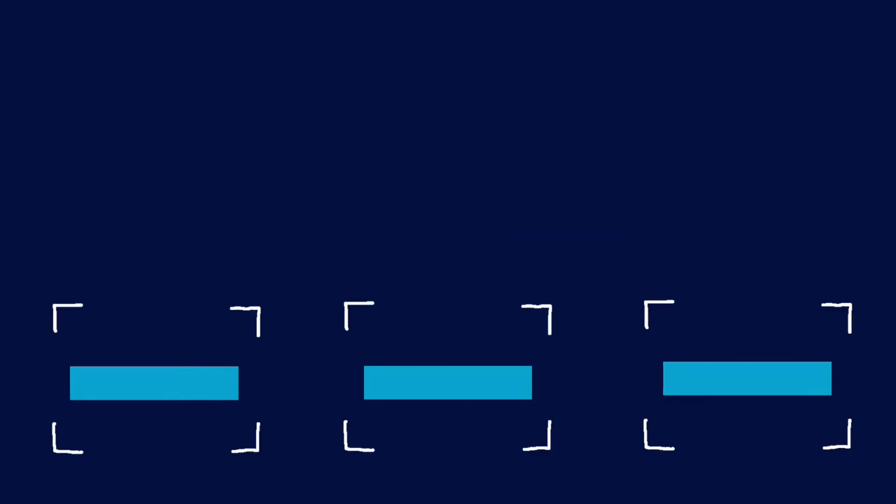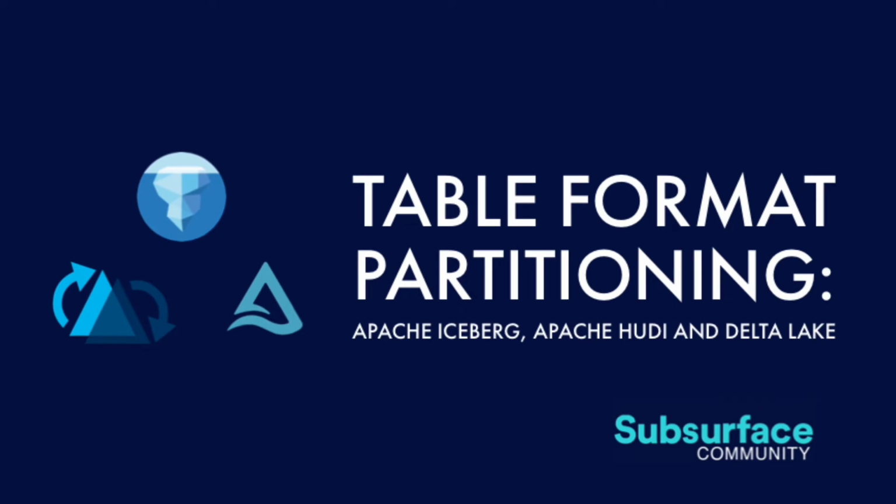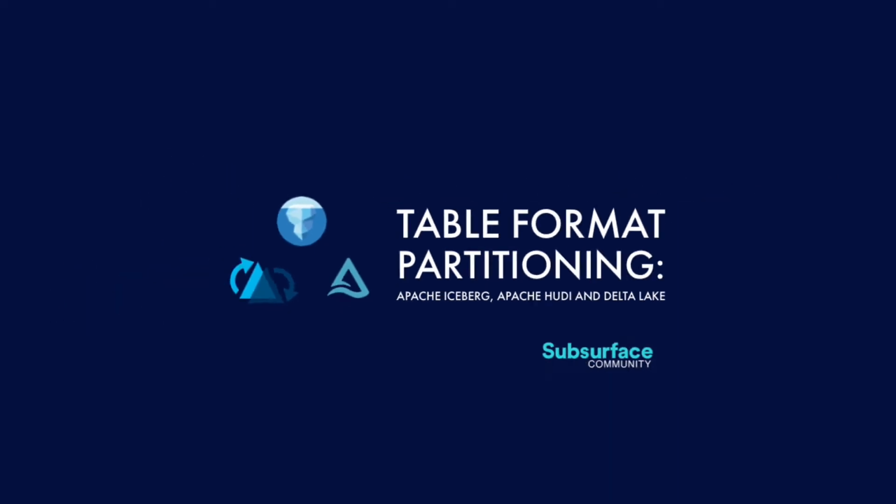Partitioning is a technique that allows us to take our tables and split them into subsets based on column values. This allows us to greatly reduce the times of queries on large datasets. Let's examine the partitioning features of the three data lake table formats: Apache Iceberg, Apache Hudi, and Delta Lake.